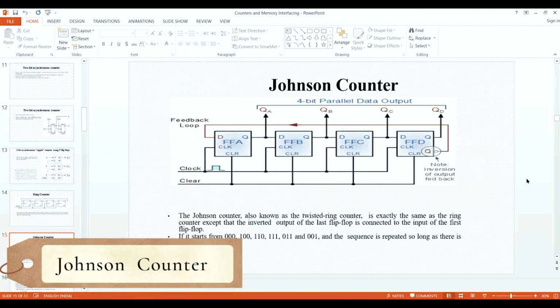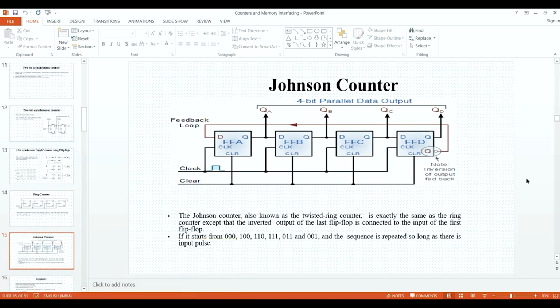Whereas in the Johnson counter, this kind of operation is basically serial in, parallel out. You will see it in the shift register. When I say serial, I mean the output of the first becomes the input of the second, the output of the second becomes the input of the third, and so on. This is serial data. All the clear pulses would be connected together so that a single pulse can clear all the previous values. And the feedback loop is given. You can see the parallel data output.